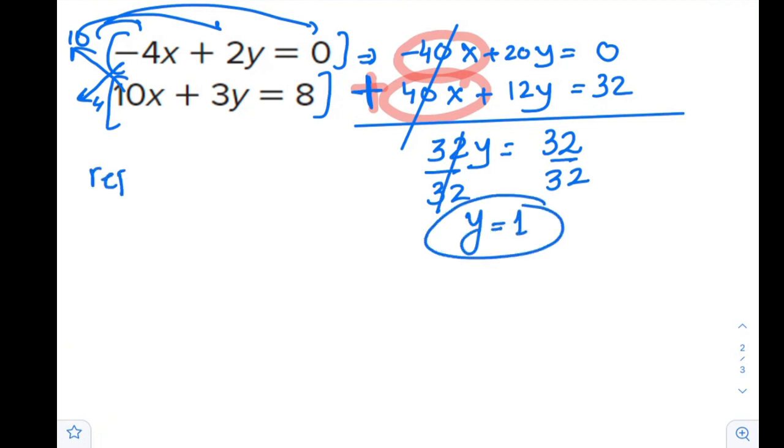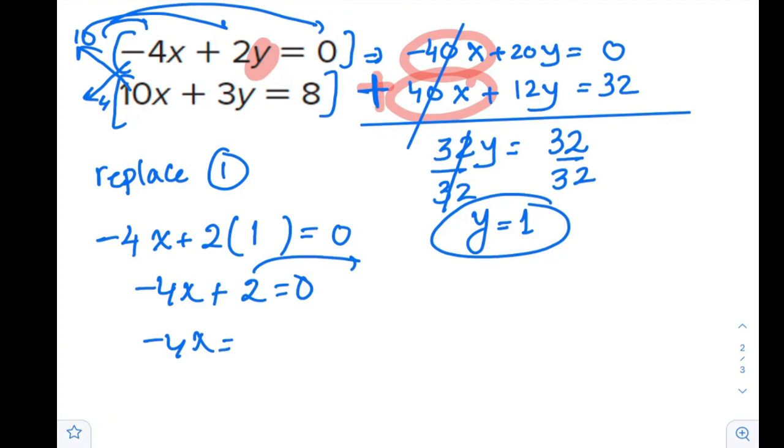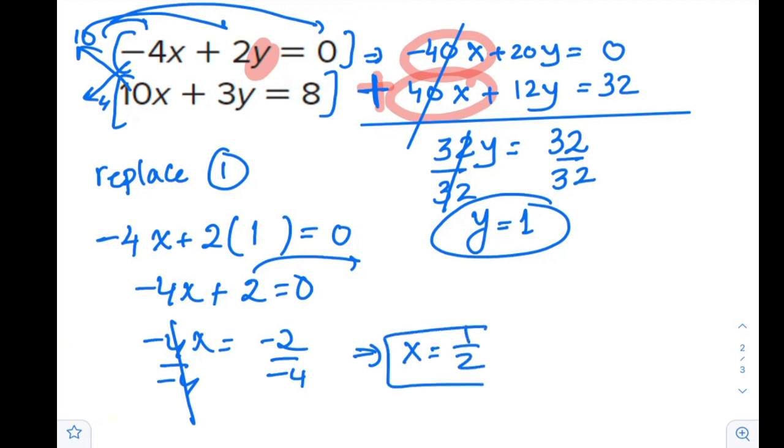Then replace. I am replacing in equation 1, negative 4x plus 2y equals 0, equation 1 before multiplying, and I will replace y by 1. So negative 4x plus 2 equals 0. Negative 4x is negative 2. I'm dividing both sides. Then x is 1/2, 0.5. So the solution is 1 over 2 and 1.